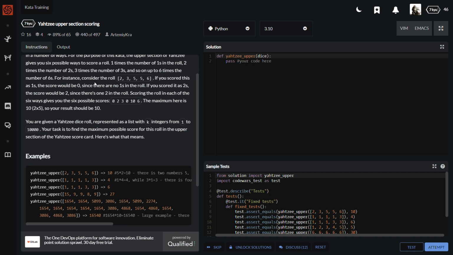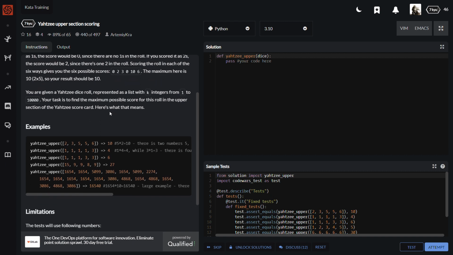For instance, consider the roll 2, 3, 5, 5, 6. If we score this as 1s, the score will be 0, since there are no 1s in the roll. If we score it as 2s, the score would be 2, since there's 1, 2 in the roll. Scoring a roll in each of the 6 ways gives you the 6 possible scores: 0, 2, 3, 0, 10, 6. The maximum here is 10 because 2 times 5 is 10.